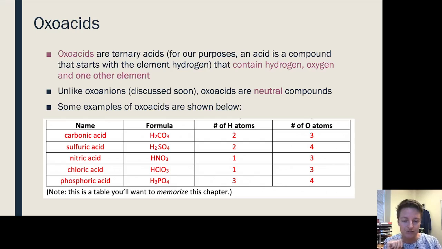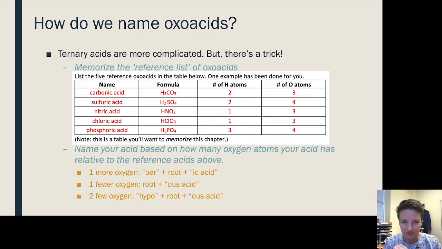Again, this is a table that you're going to want to memorize because all other oxoacids are named with respect to these reference acids. So here's how you name oxoacids in general. Once we have memorized or have reference to this list of standard oxoacids, we can name any other oxoacid based on a comparison between how many oxygen atoms your acid has that you want to name versus how many oxygen atoms the reference acid has. Let's do an example so you can see how this works in practice.